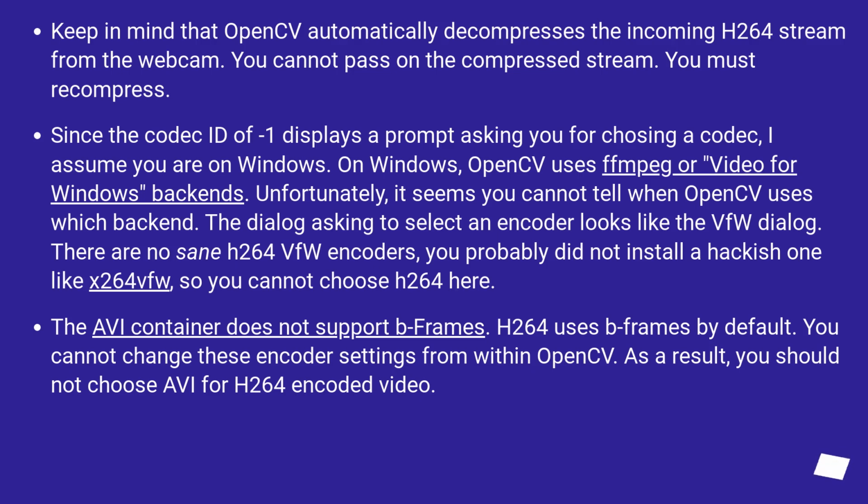The AVI container does not support B-frames. h.264 uses B-frames by default. You cannot change these encoder settings from within OpenCV. As a result, you should not choose AVI for h.264 encoded video.